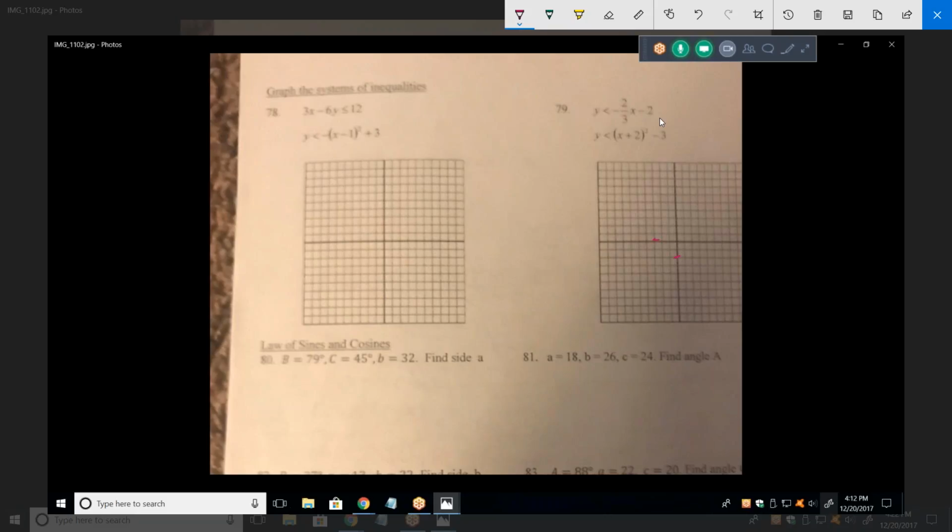Notice that that gives you a negative slope, which is what you want. You know that it's -2/3. That is a negative slope. Now, is it dotted or solid? It's dotted. Okay. Which side of that? Below. Okay, good.